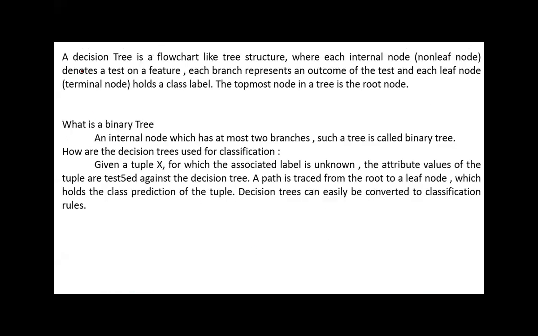Next, see another definition. A decision tree is a flowchart like tree structure, my dear friends, where each internal node denotes a test on feature, and each branch represents an outcome of the test, and each leaf node or terminal node holds a class label. The topmost node of the tree is called a root node. So this top node is called root.